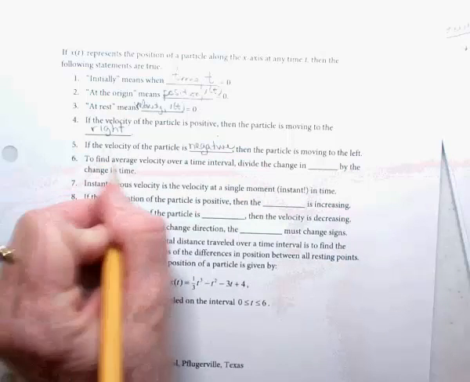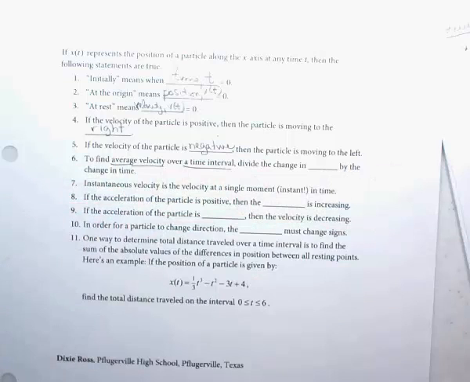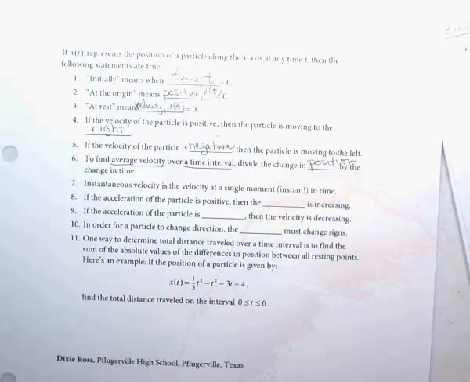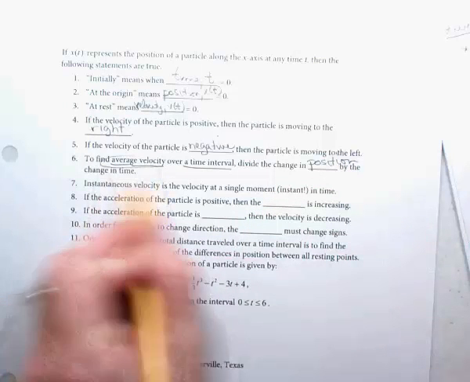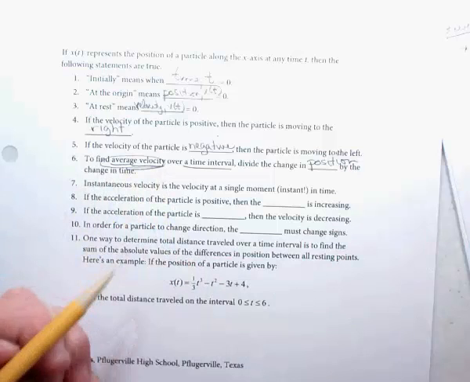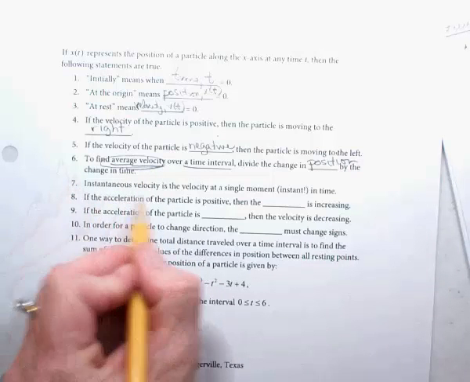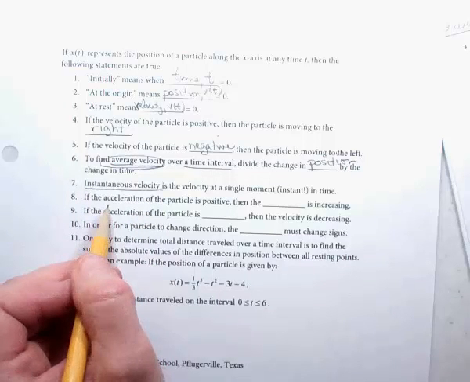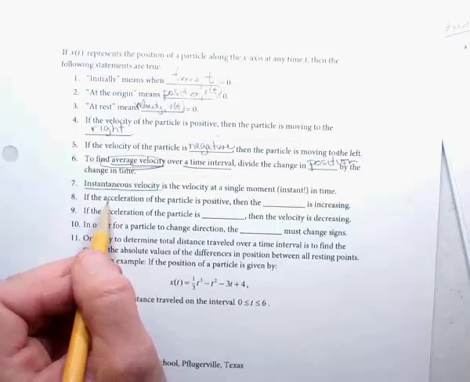To find average velocity over a time interval, that means from a beginning time to an ending time, it's a rate of change of position with time. Divide the change in position by the change in time. So you can think of this as a secant slope. Instantaneous velocity is a tangent slope, a derivative. It's the velocity at a single instant in time.